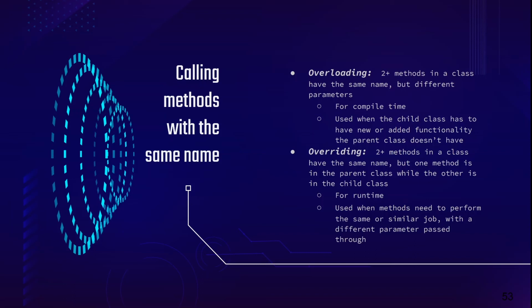So, calling methods with the same name, there's two different ways to go about it. There's overloading, which is when there are two or more methods in a class that have the same name but different parameters. You can change the data type or the parameters in them, it just needs to be changed somehow.